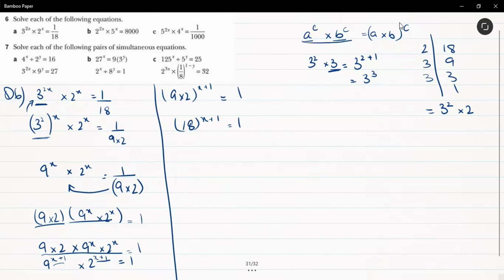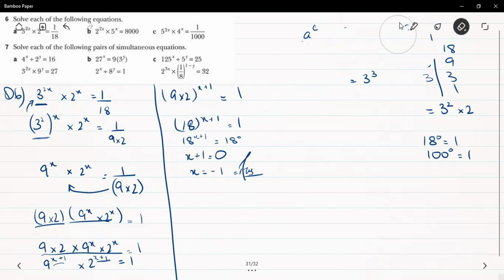Now 18 raised to the power what would be equal to 1? We know for a fact that anything raised to the power 0 is going to be equal to 1. May it be 18, let it be 100, it's going to be equal to 1. So again, we're going to say that 18 raised to the power x plus 1 is equal to 18 raised to the power 0. And that is going to give us x plus 1 is equal to 0, and x is equal to negative 1. That's our answer for part A for question 6.